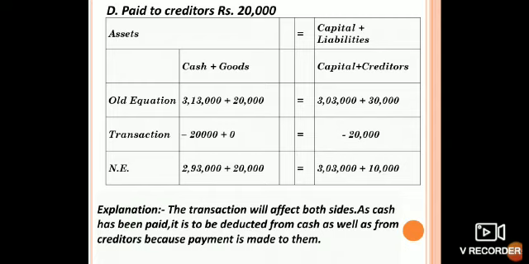So under cash now we will have 2,93,000, and under goods we will have 20,000. Under capital we will have 3,03,000, and under creditors we will have only 10,000. When we add both the sides, the amount will be equal. The transaction will affect both sides. As cash has been paid, it is to be deducted from cash as well as from creditors because payment is made to them.